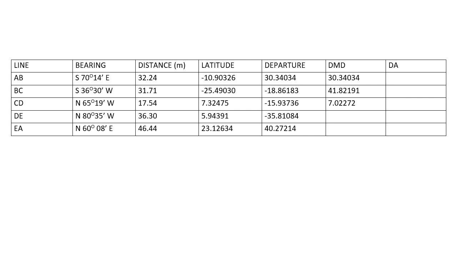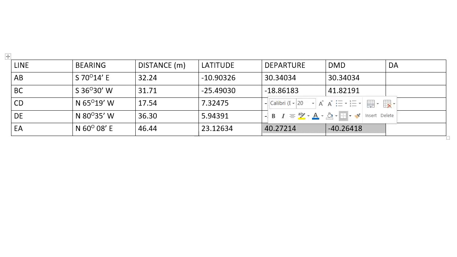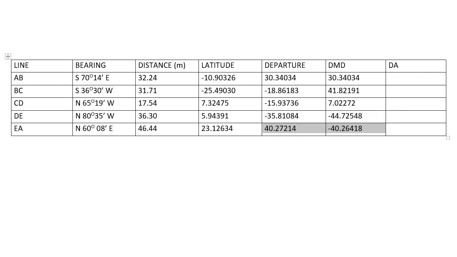And then next step natin, we will again solve for the sum of 41.82191 plus negative 18.86183 plus negative 15.93736. So the sum would be equal to 7.02272. So repeating the process, let us add these 3, yung 7.022 plus negative 15.93736 and then plus negative 35.81084. So the sum would be equal to negative 44.72548. So lastly, let us solve for the sum of negative 44.72548 plus negative 35.81084 plus 40.27214. So their sum is equal to, okay, so wait, here, as we can see, dapat the value is negative 40.26418. As we can see, dapat itong values dito, they are equal dapat. So meaning to say, pag hindi nag-equal, may mali tayong ginawa sa part na to. So i-recheck natin. So 30.34034 plus negative 18.86183, the answer is, it should be 41.81885. So may error tayo doon.